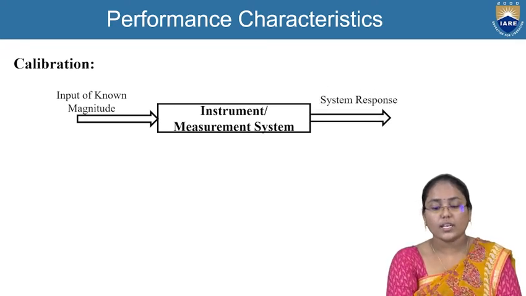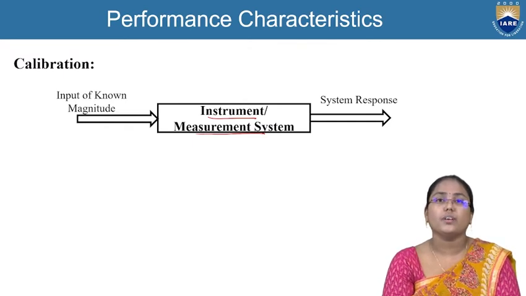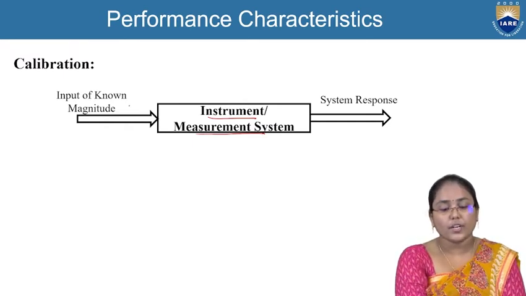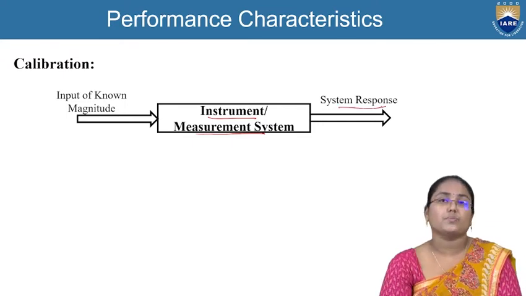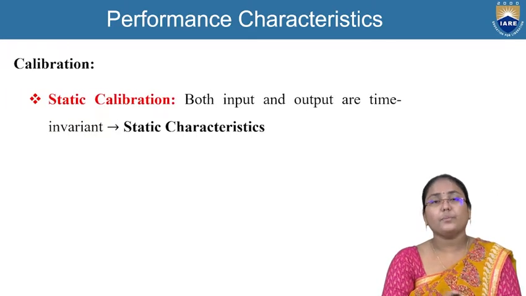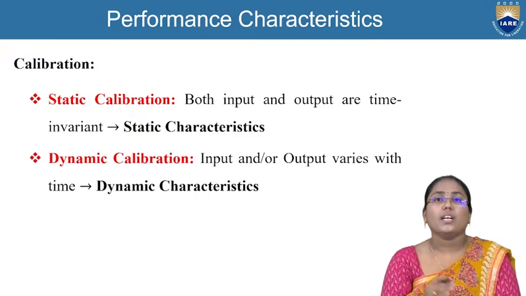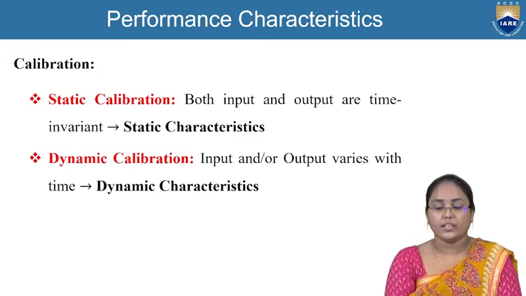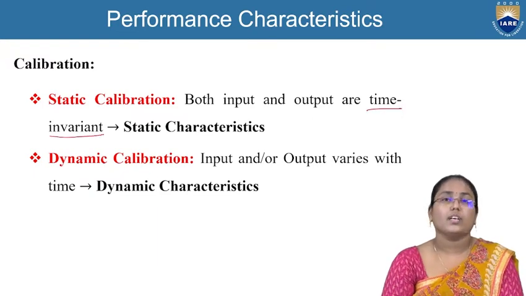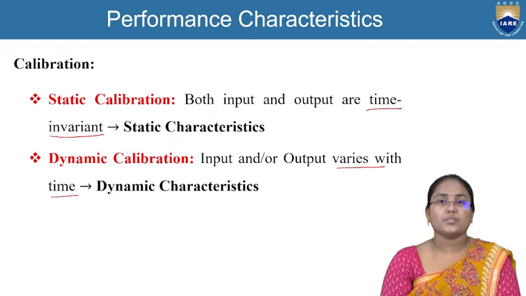Now here, if there is any instrument or any measurement system, both are the same, right? Instrument or measuring system, measurement instrument. Then we give an input of a known magnitude and we get a system response with respect to that. So the calibration is of two types, static calibration as well as dynamic calibration. In static calibration, both the input and output are time invariant, whereas in dynamic calibration, input and output vary with time. So these are the major aspects of static calibration and dynamic calibration.